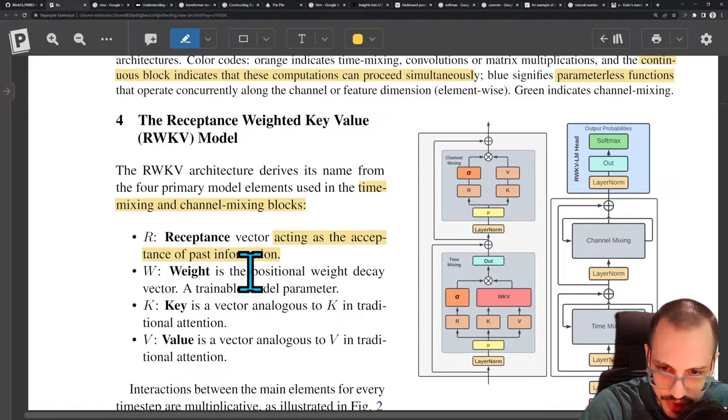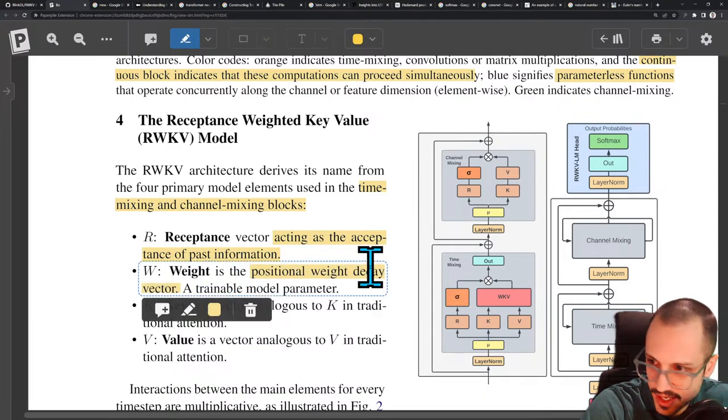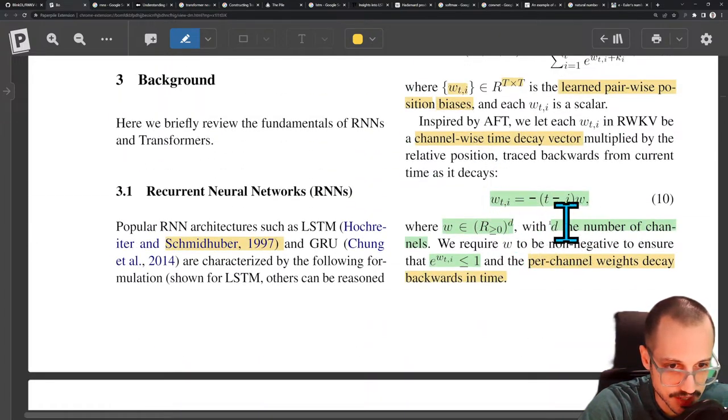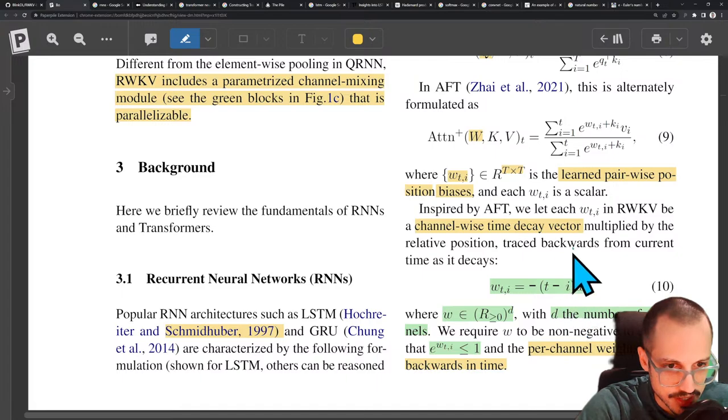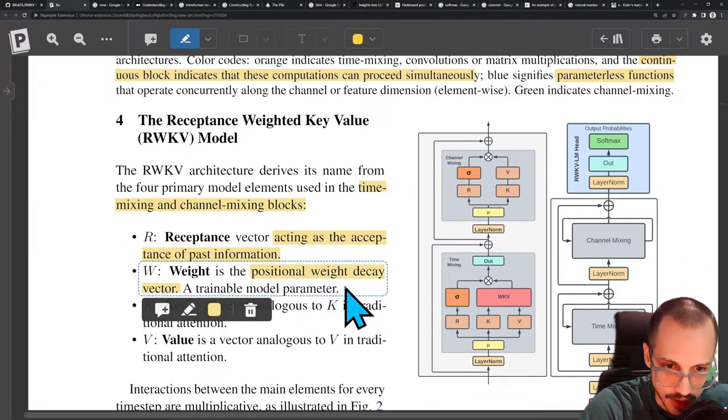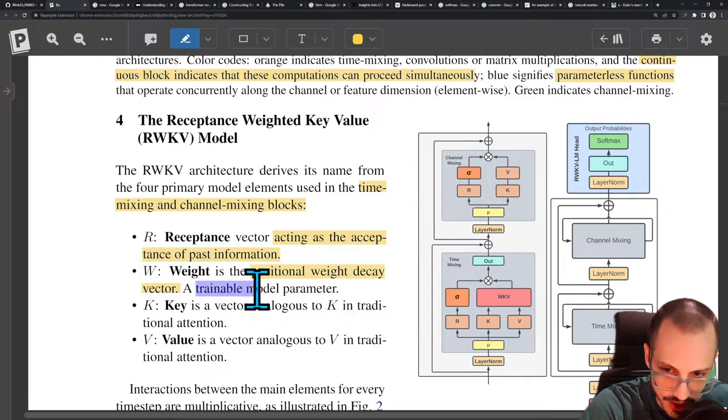W, the weight, is the positional weight decay vector. So this is the vector that Kalina and I are arguing about, right? This is the vector that basically determines how important things that are further away in time are. And it's kind of a steady decay where, as you go further and further back in time, things are going to be less and less important. But the interesting thing here is that it's trainable, so it's going to change. You're going to learn the best shape for this.